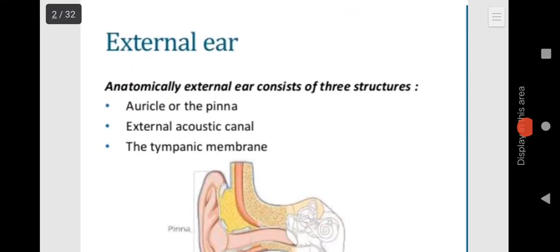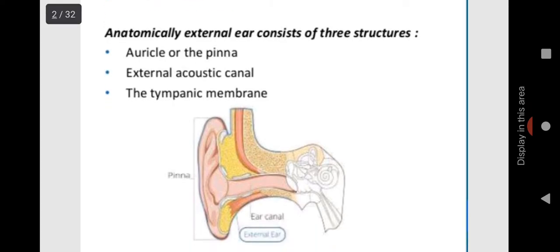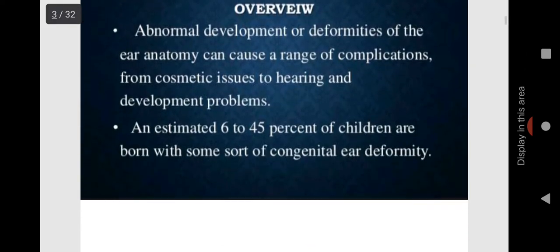First of all, once again, I am just discussing the anatomical part of the external ear. It consists of the auricle, the pinna, the external acoustic canal, and the tympanic membrane. So these are the three main areas which come under the external ear. Let me introduce the topic.